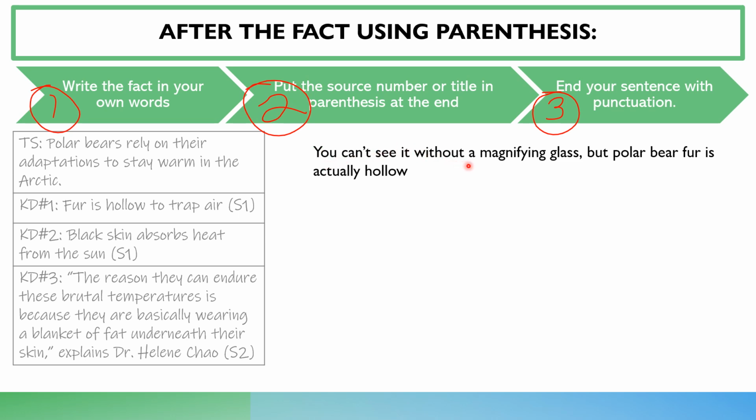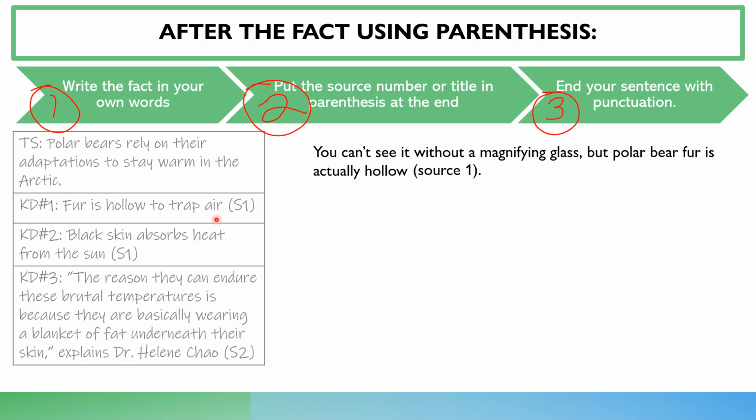You can't see it without a magnifying glass, but polar bear fur is actually hollow. So there I wrote the fact in my own words. Next, I'm going to put a parentheses and write the source number, and I recorded that this is from source 1. Source 1. And then you can see I've already put my end punctuation.